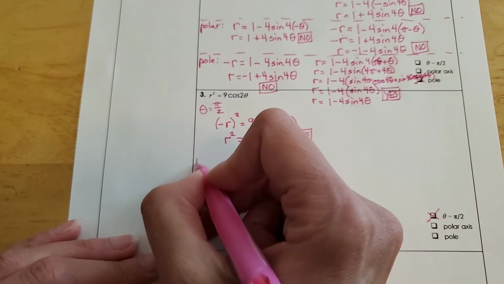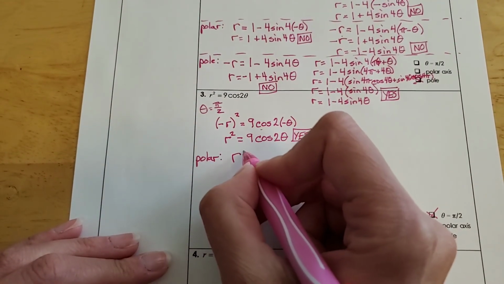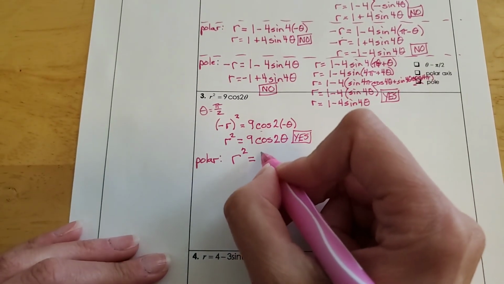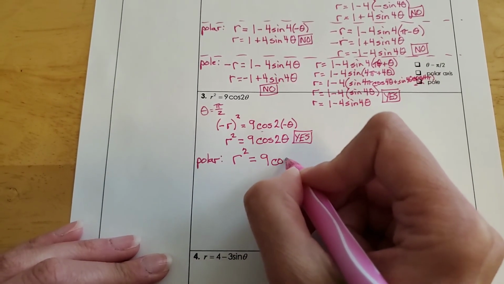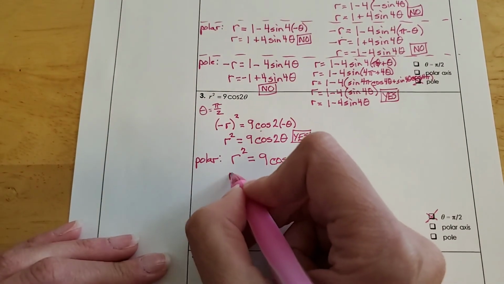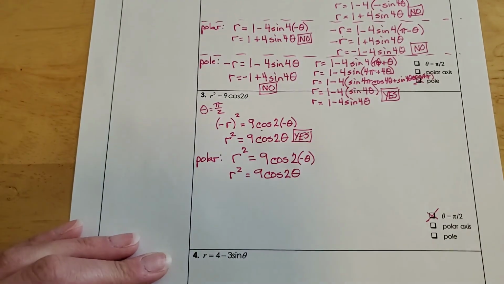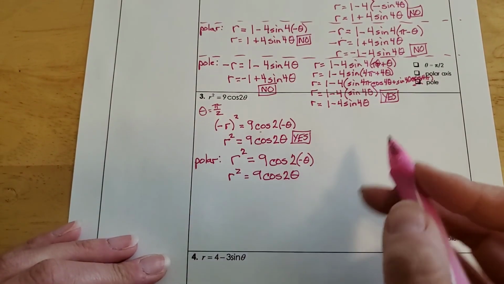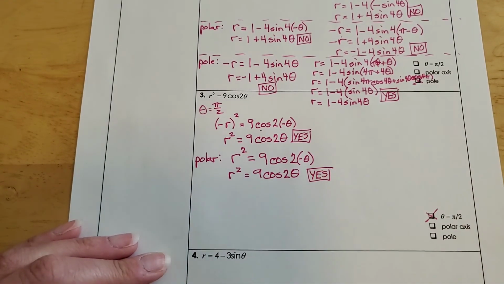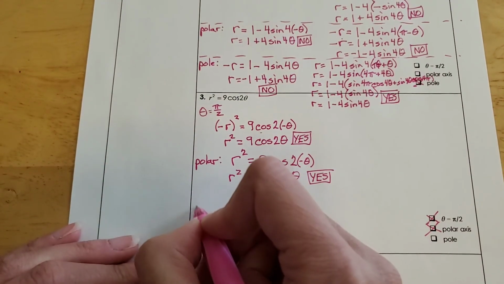How about the polar axis? Polar axis, we're using just the regular r and a negative theta. And because cosine is even, you get the same output with opposite inputs. And so look at there. We're back to r squared equals 9 cosine of 2 theta. So that one is also symmetric across the polar axis. Mark that one off.